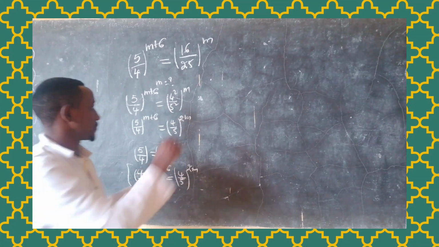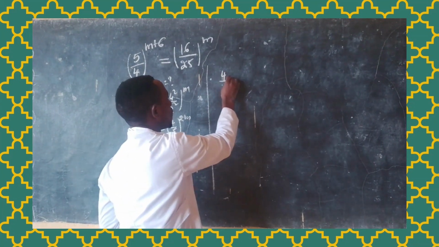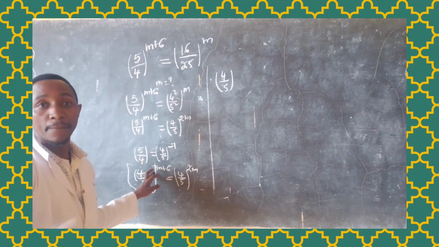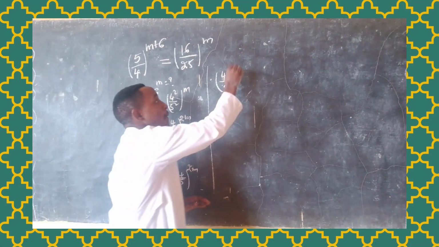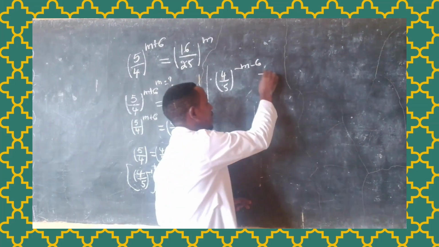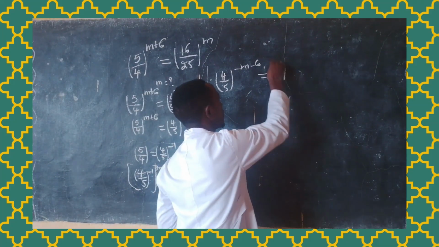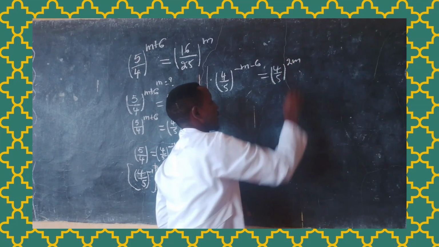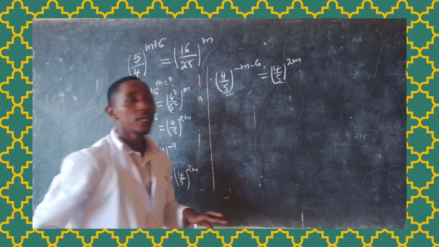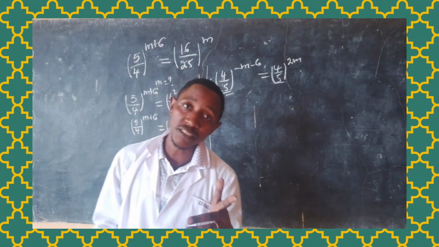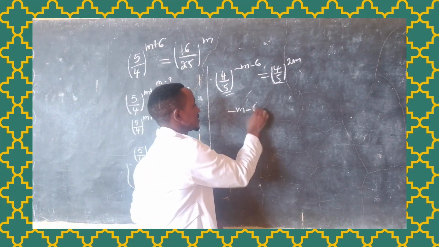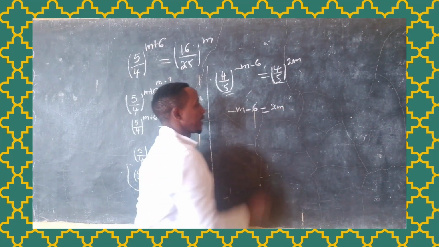So according to that, (4/5) power, when we use minus 1 power this, we multiply minus 1 by the exponent. This is equal to minus m minus 6. So this is equal to (4/5)^(2m). Remember that the bases are the same. If the bases are the same, equate the exponents. So when you equate the exponents, you get minus m minus 6 is equal to 2m.